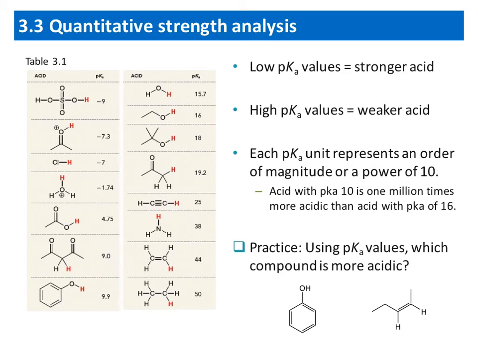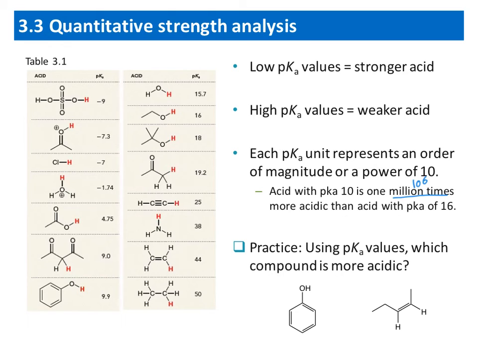So each pKa unit represents an order of magnitude, meaning that if you compare two acids, with pKa of 10 and 16, the acid with pKa of 10 is about 1 million times more acidic than the acid with pKa of 16. So just remember that these numbers represent the order of magnitude.